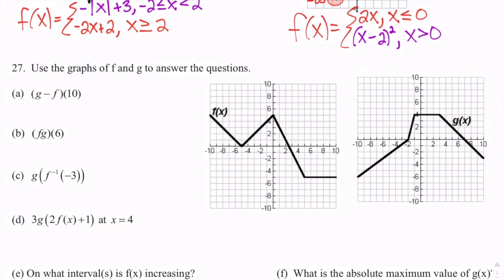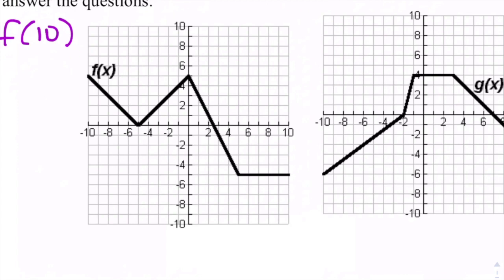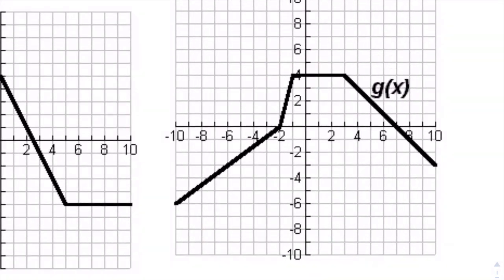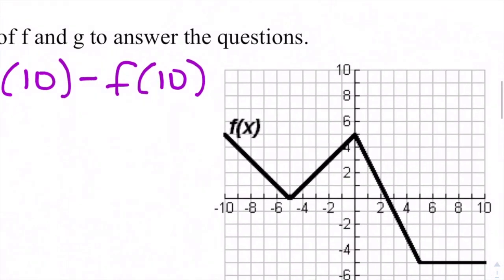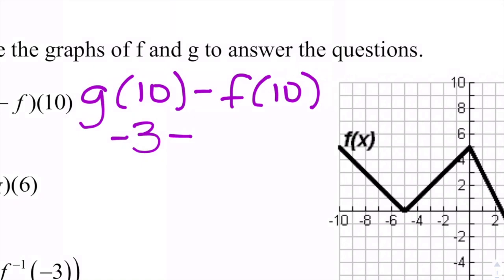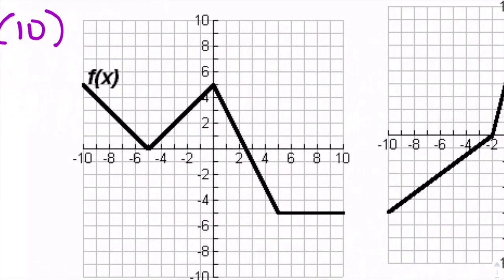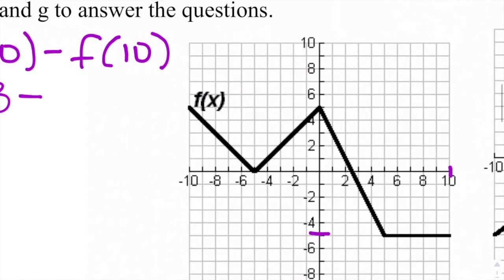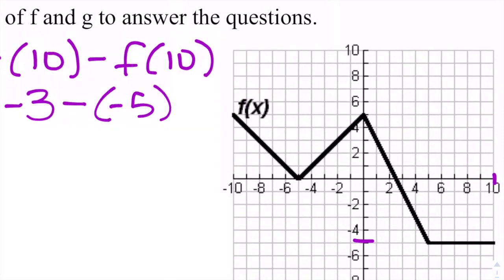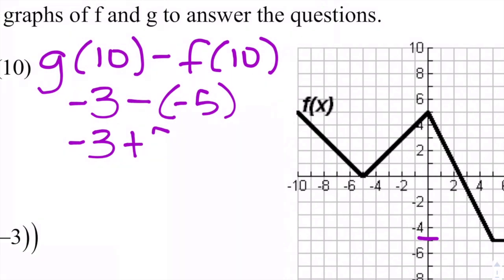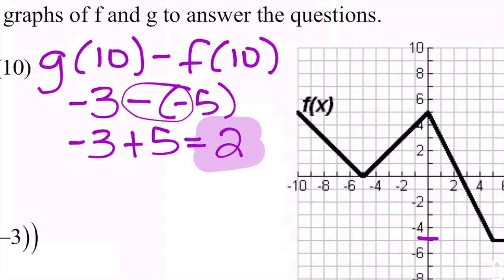So now if we come down here, we have g minus f of 10, which means g of 10 minus f of 10. And so if we find g of 10, we're going to go over to g of x here. At x is 10, we're right here, and so that's at y is negative 3. And so we know that this is negative 3 minus, and then f of 10 is right here, and that's at negative 5. So minus negative 5. So negative 3 plus 5 because of the double negative, and that equals positive 2 as our final answer.